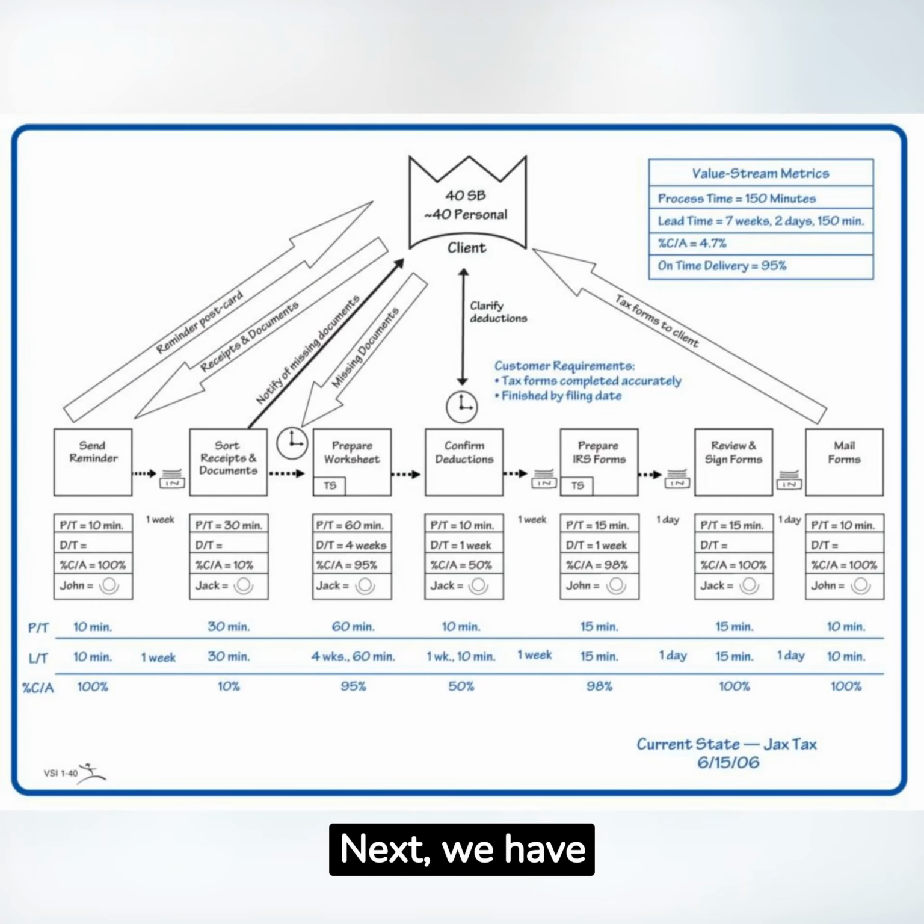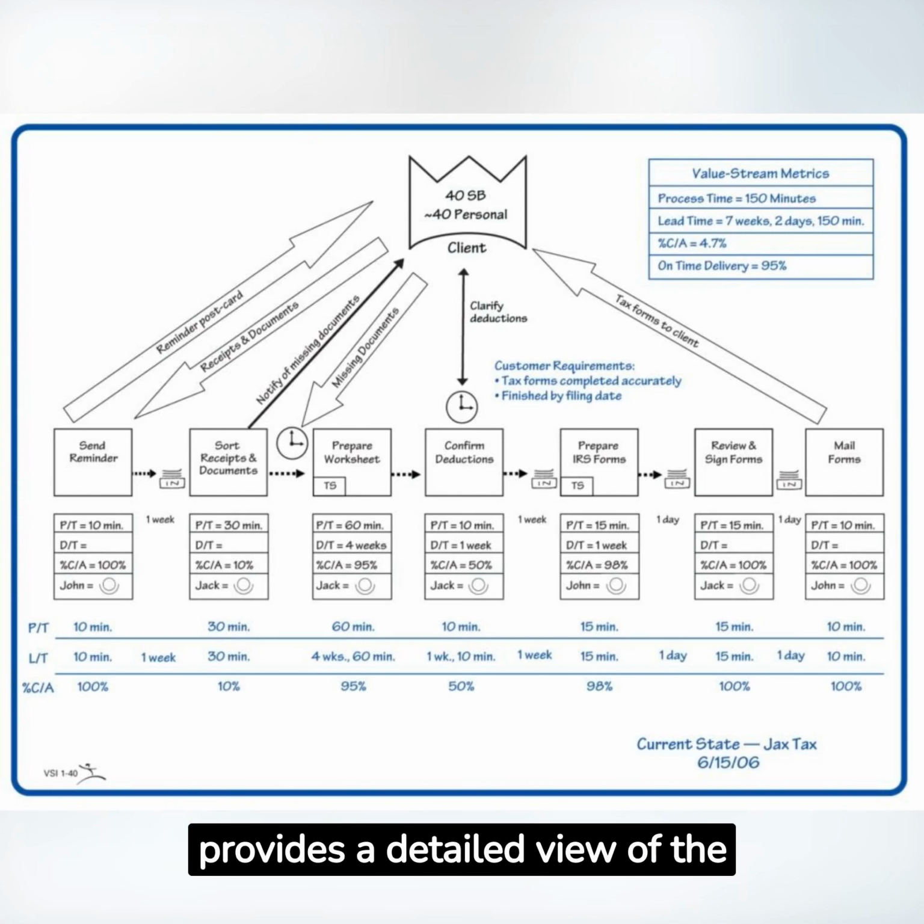Next, we have value stream mapping, a visual tool that helps identify waste in a process. It provides a detailed view of the production flow, enabling you to spot inefficiencies and rectify them.